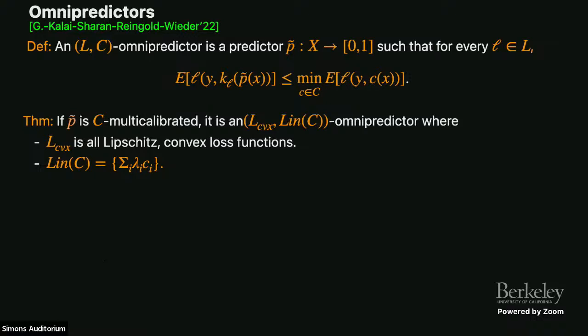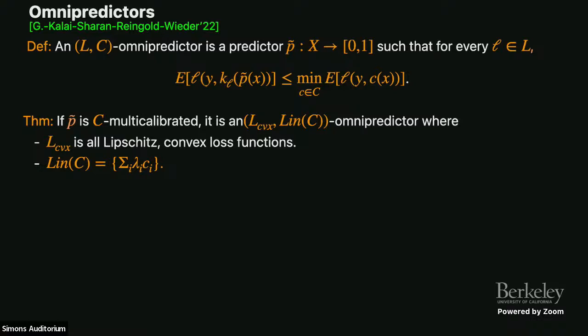What is L convex? It's the set of all convex Lipschitz loss functions. This is pretty much every loss function that we care about in machine learning. Lin C is just linear combinations of C. It's all combinations of the form summation lambda i Ci. Now, in reality, I should bound the L1 norm of this combination, but for this talk, I will not do that. So if a predictor is C multi-calibrated, it is an L convex lin C omnipredictor, where L convex is the set of all convex loss functions.